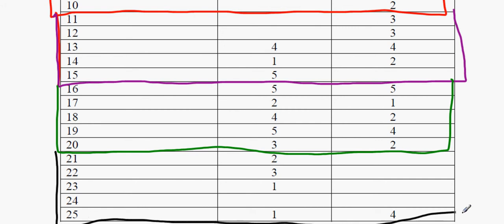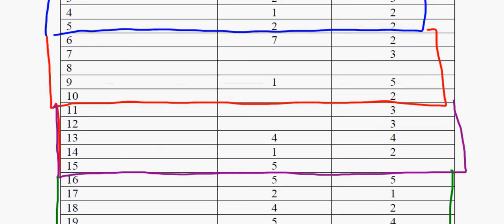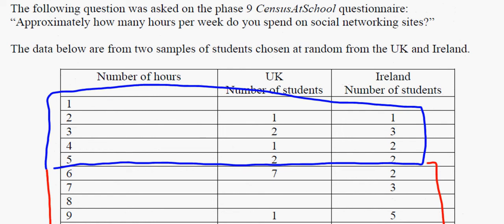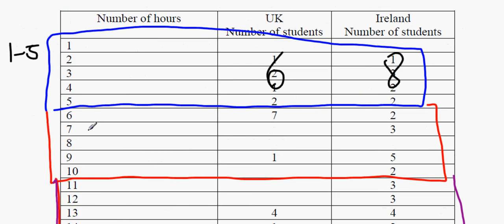Now what we need to find out from each segment is, this is the segment from 1 to 5. Number of hours, 1 to 5. So how many British students, UK students, were there from 1 to 5? So 3 plus 3 is 6 from the UK. So UK is 6 and Ireland is 4, 8. Okay, then we can go down to the next one. The UK is 8 people here, and Ireland is going to be 5 plus 5, 12 people from 6 to 10 hours, okay?